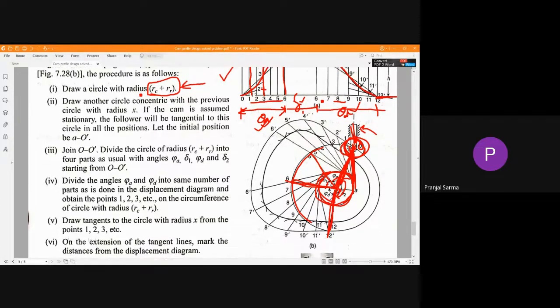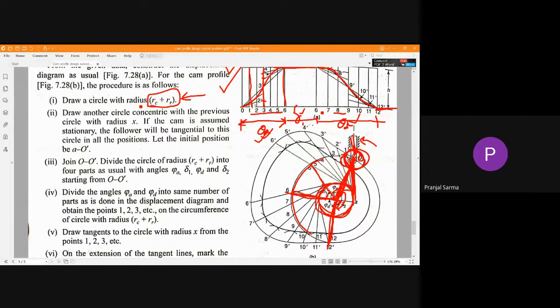After that, looking at the displacement diagram, whatever number of divisions you have made in the ascent stroke and descent stroke, a similar number of divisions we will be marking in this particular circle also. We had gone for 6 divisions, so here also we will make 6 divisions. This time we will not be drawing lines joining them, but we'll just mark them in the periphery. Suppose 2, then 3, 4, 5, and 6.